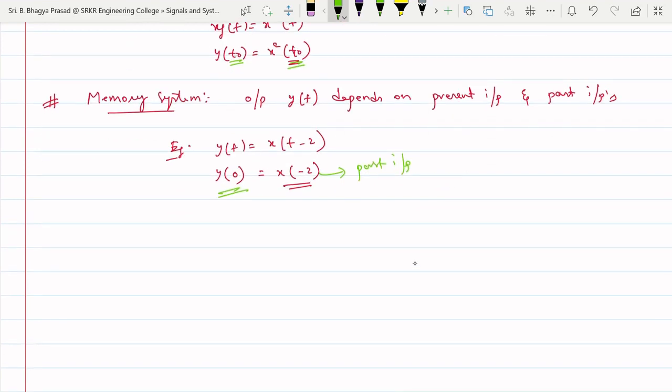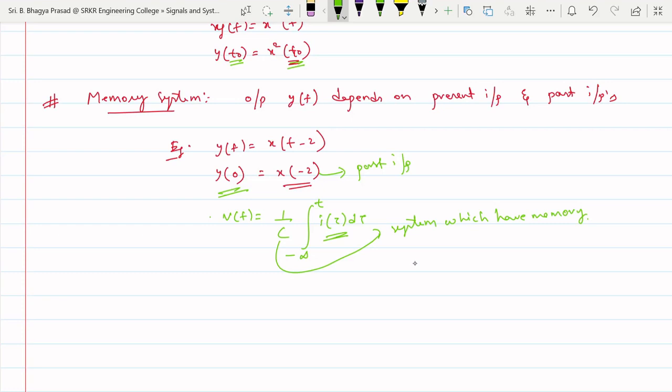You can consider another example, v of t equal to 1 by C integral of I of tau d tau, that's a capacitor. This is also a device, a system which has memory, considering the past values of I of t or I of tau. So a capacitor is a memory system, whereas a resistor is a memoryless system.